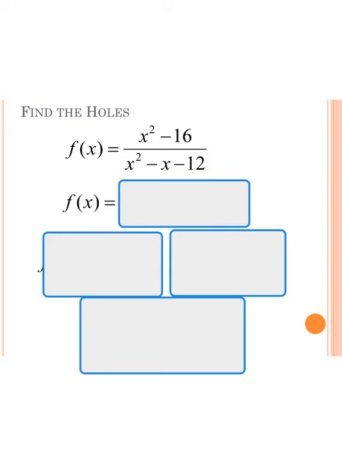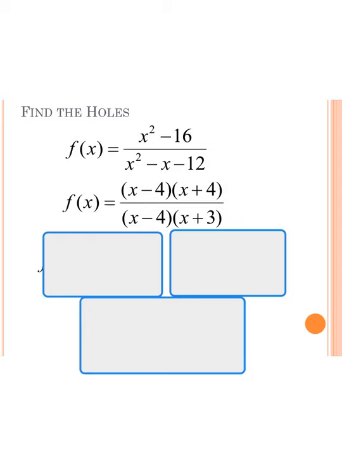All right, let's look at how we would identify a hole. For our initial example, we have x squared minus 16 over x squared minus x minus 12. Anytime we want to find a hole, the first step is always to factor your expressions. I've factored my numerator and my denominator, and now what we're trying to identify is, do they have common factors?